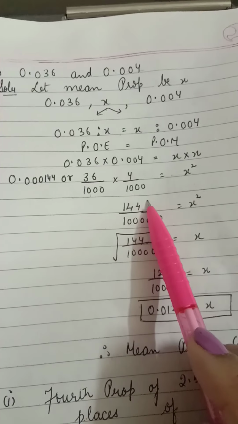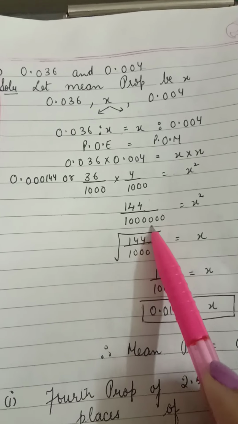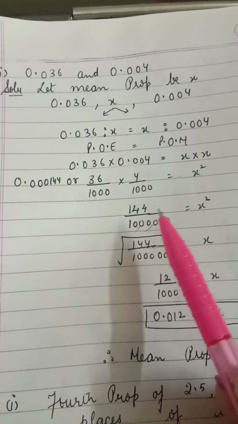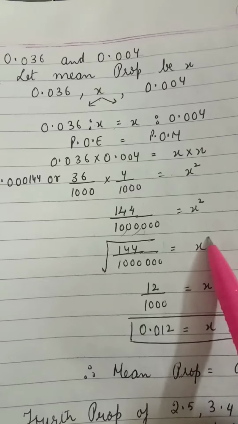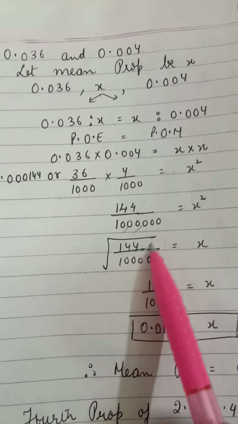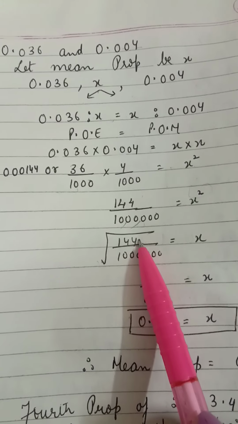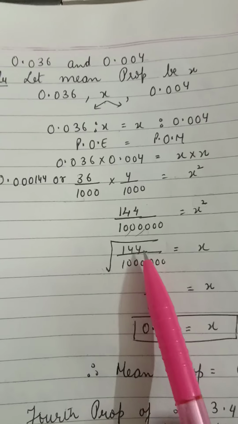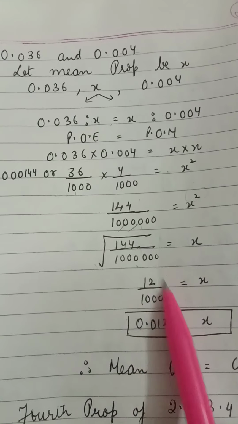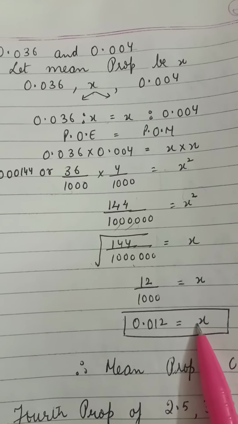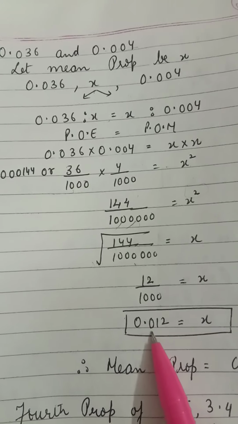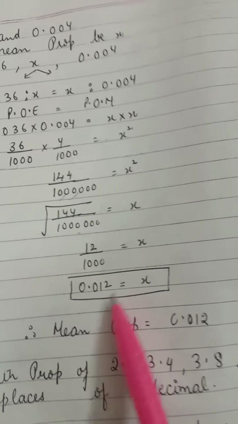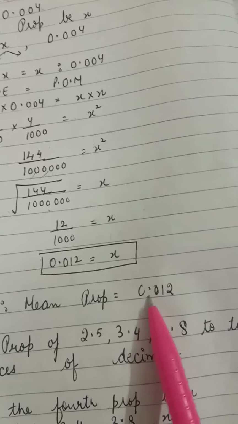x square is equal to 144 upon 10 lakh. Now here, removing this square, this side will be put under the root. Under root 144 upon 10 lakh. 144 is the square of 12 and 10 lakh is the square of 1000. x is equal to 12 by 1000, or in decimals it's 0.012. Therefore, the mean proportion is equal to 0.012.